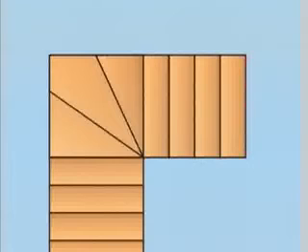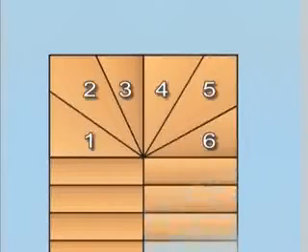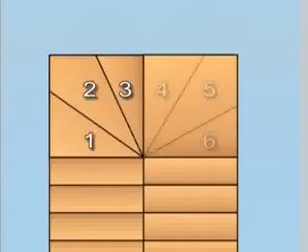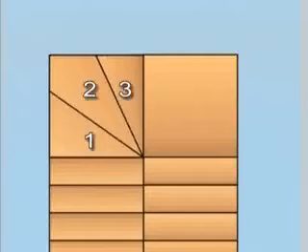A group of no more than 3 winders can be used in place of a quarter-spaced landing, or a maximum of 6 in place of a half-spaced landing. Winders can also be used in combination with a landing.